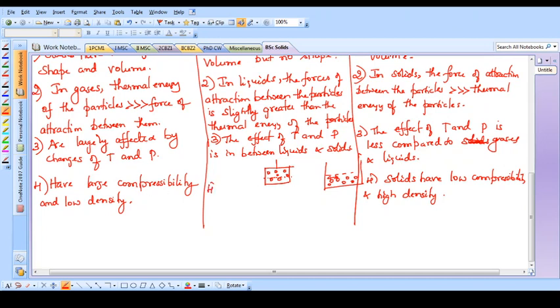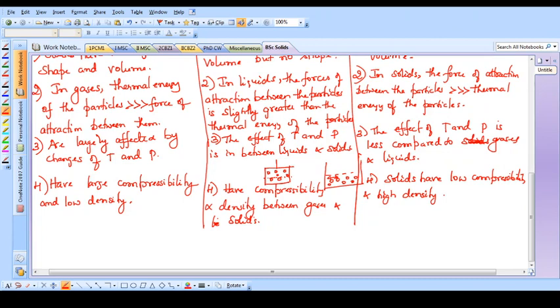What about liquids? Liquids have compressibility and density between gases and liquids, sorry, solids. Their compressibility and density is somewhere between that of a gas and a solid. So these are some of the important differences between the three states of matter. And as I already told you, here we are concentrating only on one state of matter, that is solids.